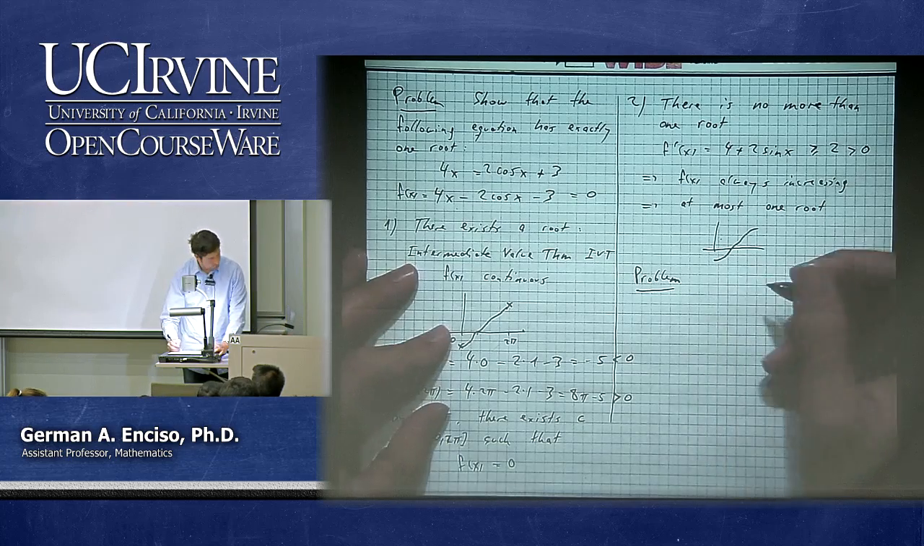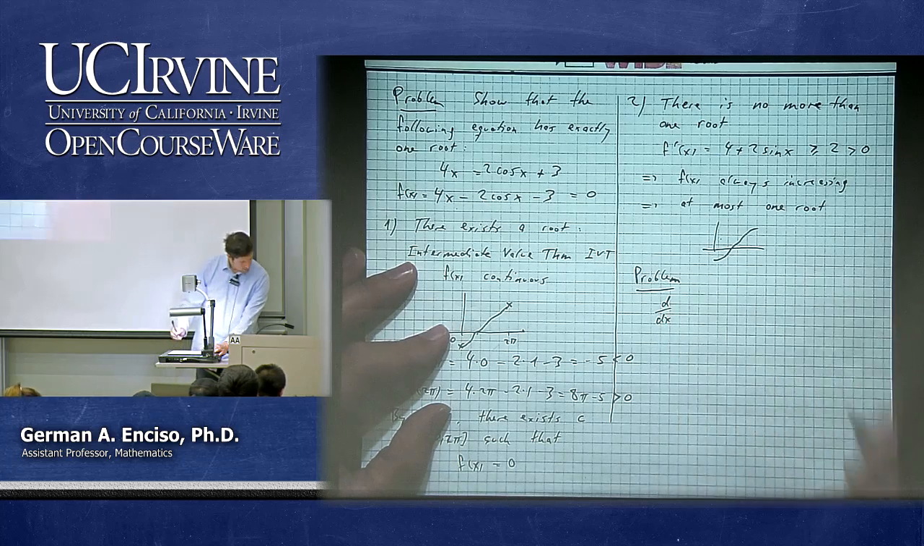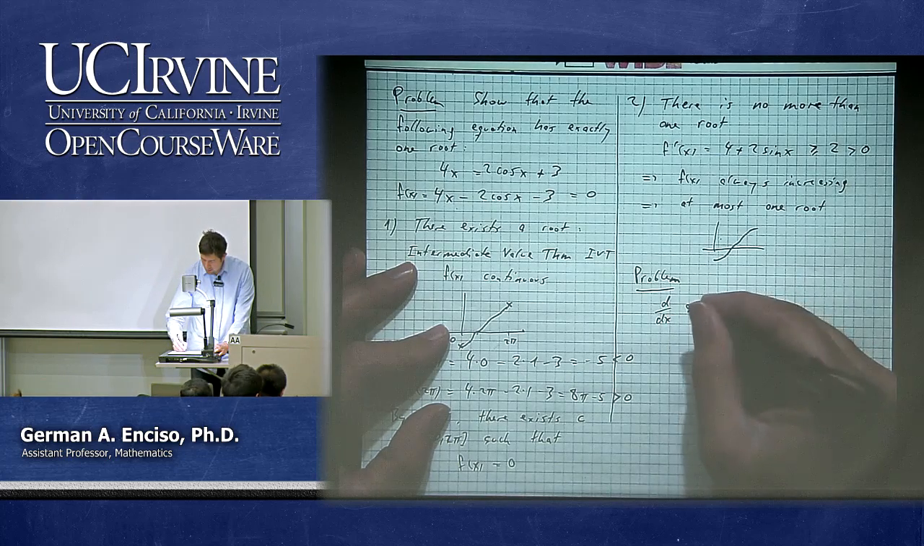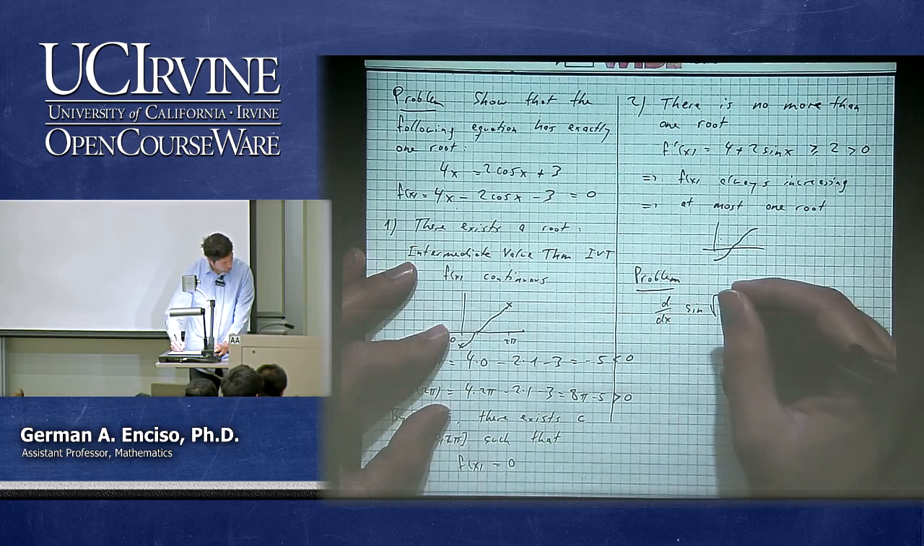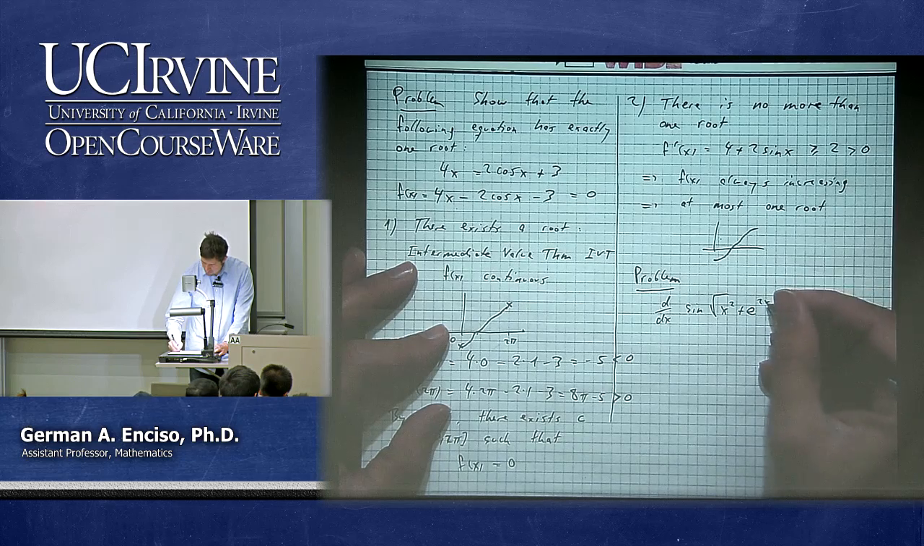Let's talk about the chain rule. Derivative of sine of square root of x squared plus e to the 2x.